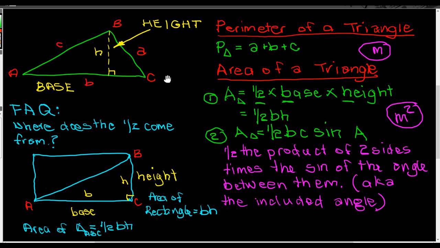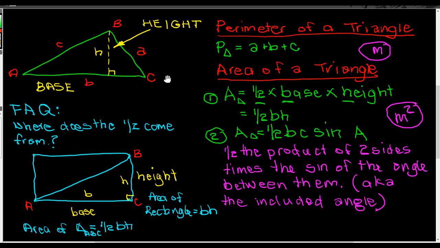Now the area of a triangle, there are two formulas. One that most people are familiar with is half the base times the height. Half times the base times height, and that equals, written in algebraic or maths terms, half BH. That's typically in meters squared. The base is in meters, the height's in meters, meters times meters, meters squared.